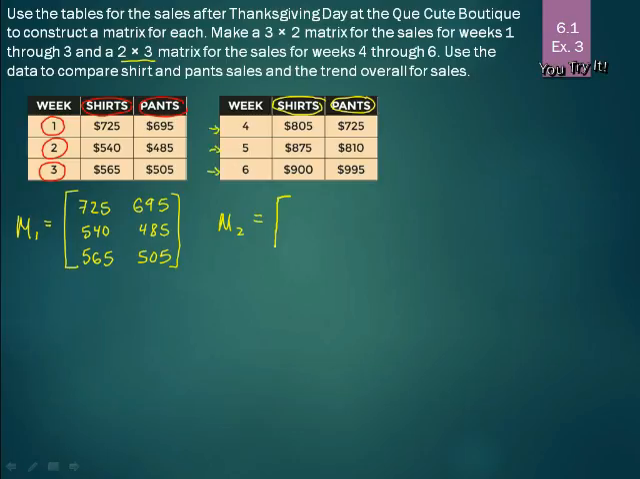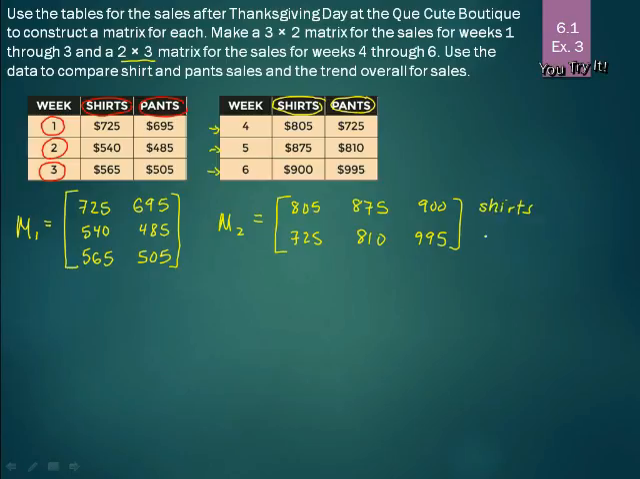And so for row 1, that would be our shirts, and then column 1 would be week 4, so that's 805, and then 875. Remember that this is shirts as our row, so 805, 875, and 900. And then pants would be our second row, starting with week 4, that would be 725, and then 810, and then 995.